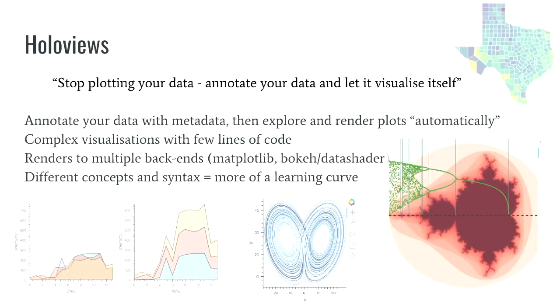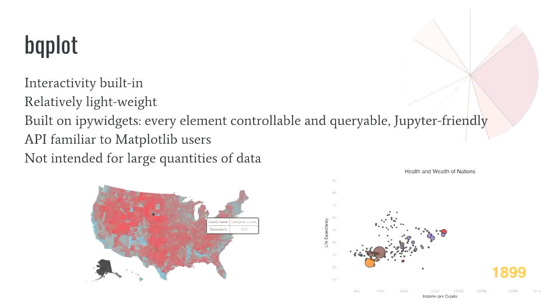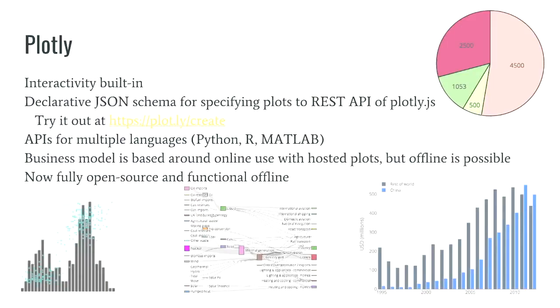I guess, how long have I got? I think I've managed to rush through things slightly faster than I thought, so I'm going to go back and say, this is one I didn't get to talk about, Plotly. It's been neck and neck with Bokeh, I would say, in some sense, in that some people like it more and some people like it less. It has a declarative JSON schema, not Vega or Vega-Lite, but its own schema.